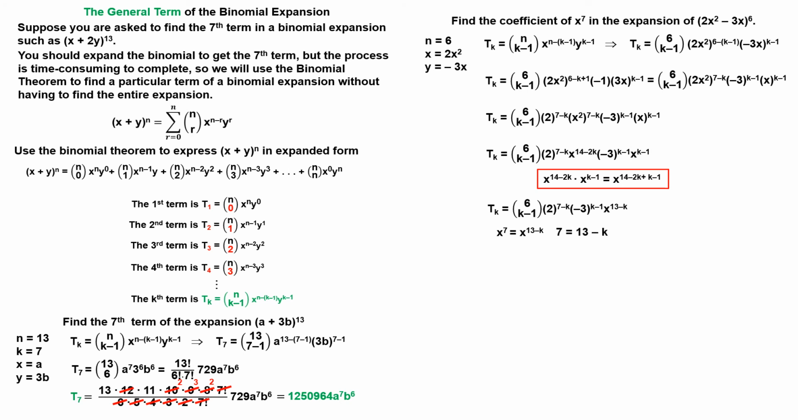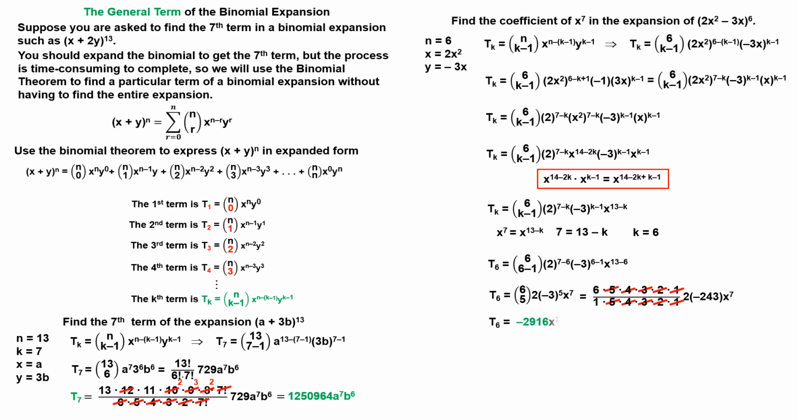k equals 6. Replace k with 6 into the general term formula to find the sixth term. This is the answer.